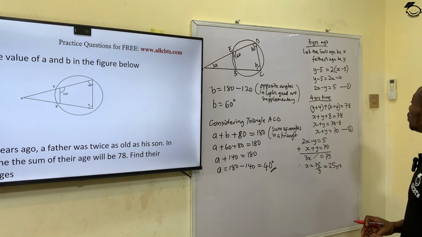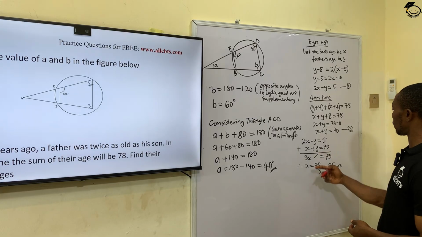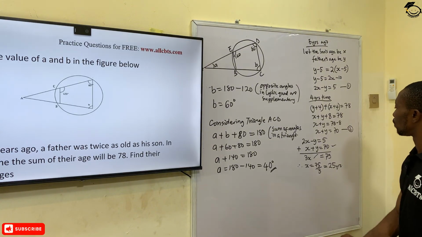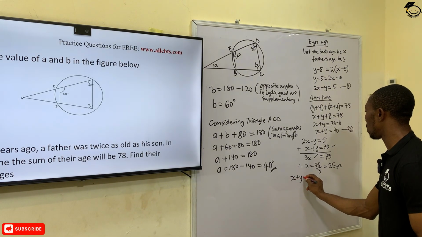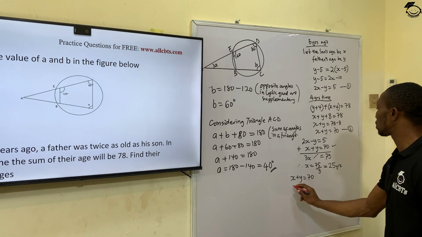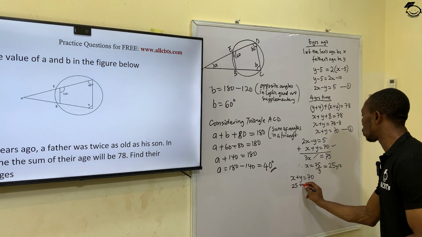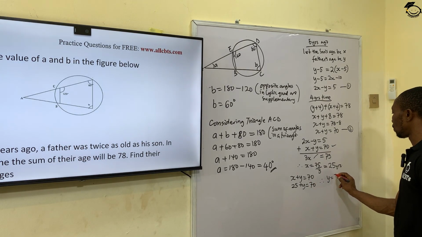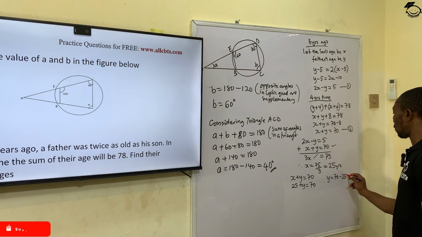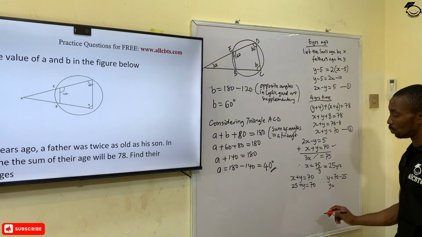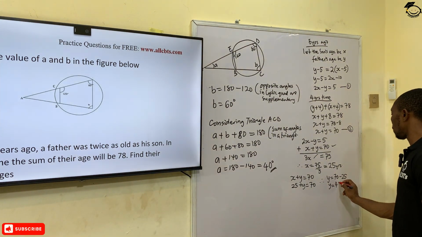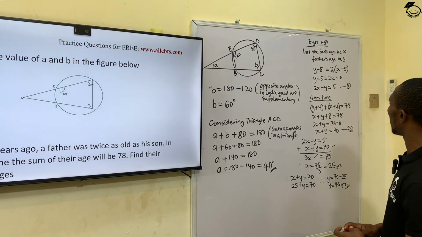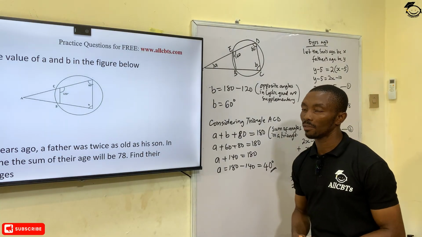So if x is 25 years, we can substitute the value of x into any of these equations. So let's go with equation 2, where we have x plus y equals 70. So when x is 25, 25 plus y equals 70. So therefore, y equals 70 minus 25. So our value of y would be 45 years. So the man is 45 years, while the son is 25 years.